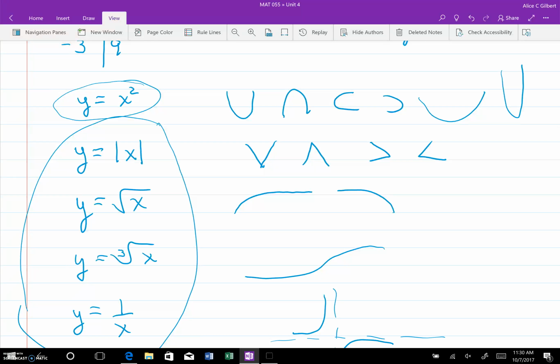But the thing is, translation doesn't always apply just to this. It applies to this one, and to this one, and to this one, et cetera. So once you learn translation, all you need to know is how the parent graph looks, and then you can draw whatever graph you get. So in the next video, I'm going to go over the rules of translation. And in the video after that, I'm going to do some examples.